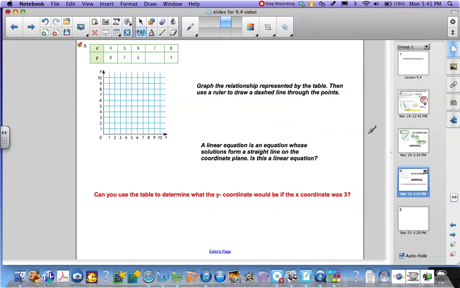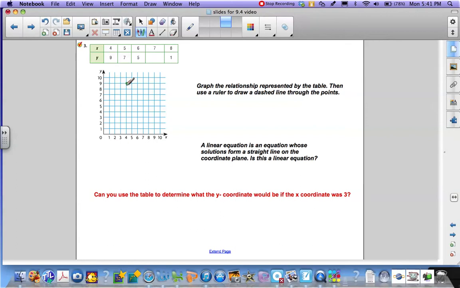Let's look at one final example. Graph the relationship represented by the table. When I'm looking at my x, y values here, (4, 9), (5, 7), (6, 5), it's hard for me to see what the equation is going to be. But I can find this missing value by graphing the relationship. Remember, order is important. You have your x coordinates up here, y down here. So we're going to go over 4 and up 9. Then (5, 7). Going to go over 5 on the x-axis and up 7.